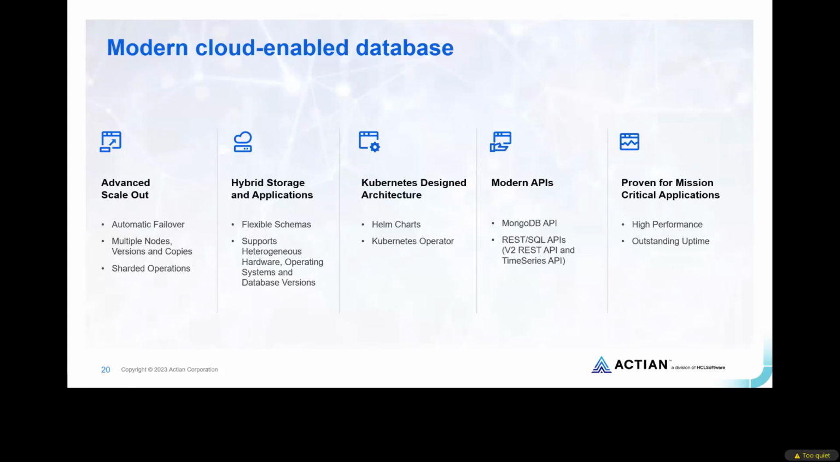And we have a fully Kubernetes designed and supported architecture, including single-click deployment via Helm charts and ongoing management by the Kubernetes operator. It's got modern APIs, including REST, the time series API, and a Mongo API that allows any applications that are currently written for Mongo to be seamlessly repointed to OneDB with zero changes to the application for those Mongo shops that maybe chafing under a database that isn't necessarily enterprise class.